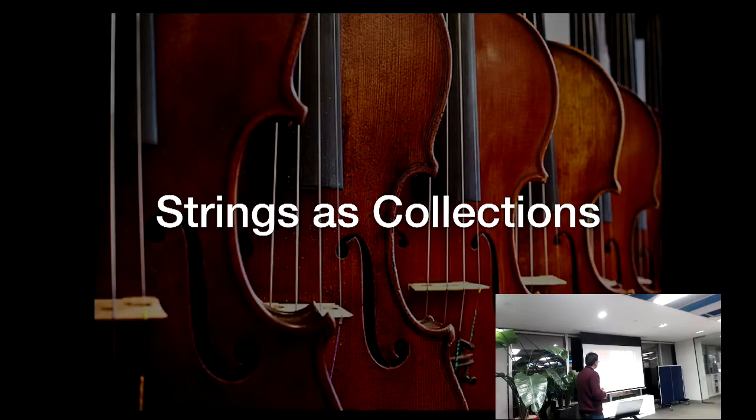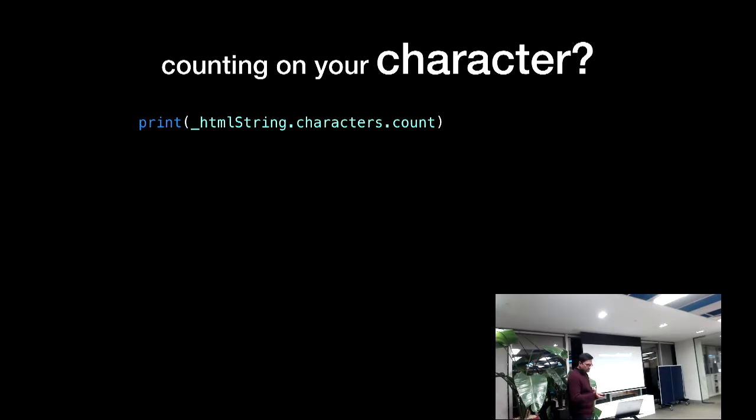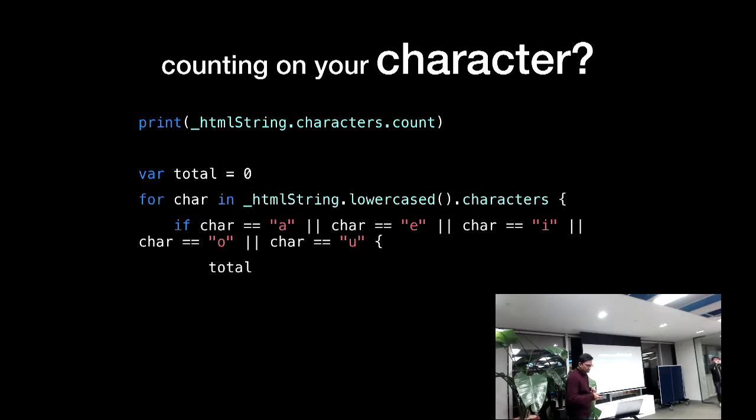Right, so strings as collections. Now, how many of you have been counting on your characters? Not as in personal characters, but characters. So you have string.characters.count. You don't have to do that anymore. You don't have to do all of this .characters.count. What's with the underscore? I was actually writing a couple of things together, so I had the first iteration with the proper names and the other one with the underscore. So it's just, when you copy and paste, it leaves those kinds of things.